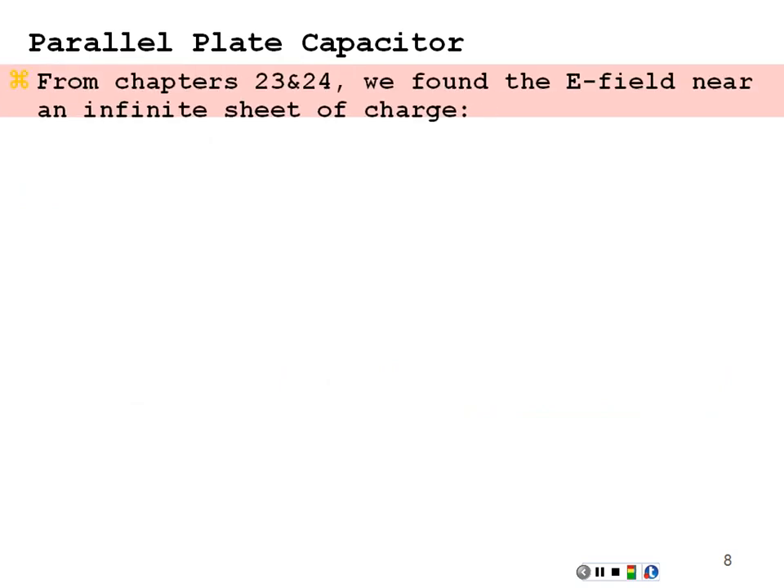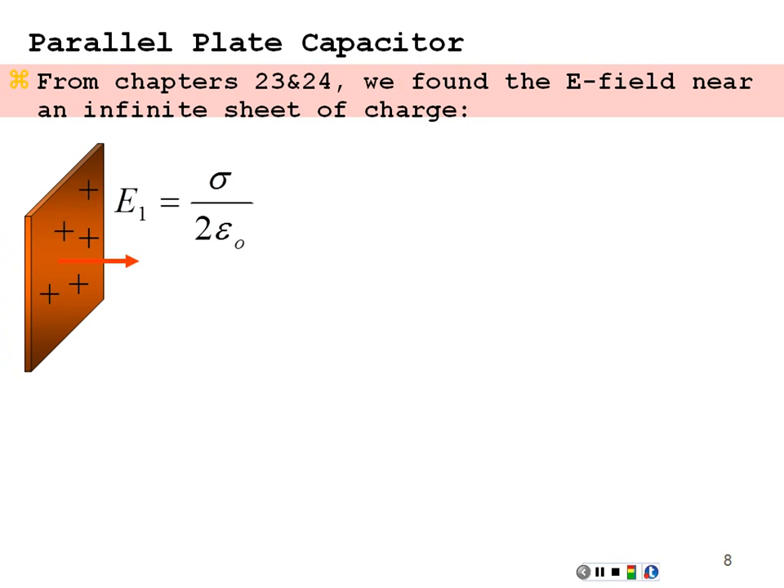We're also interested in a parallel plate capacitor. If we recall from chapters 23 and 24, if you had an infinitely charged sheet, the E field near that is equal to the surface charge density sigma, charge per area, over 2 epsilon naught. And it's constant near that infinitely charged sheet.